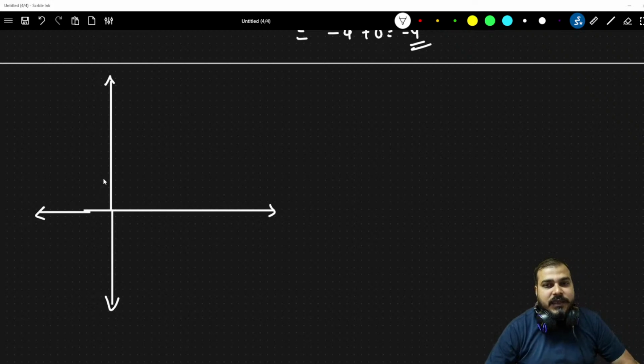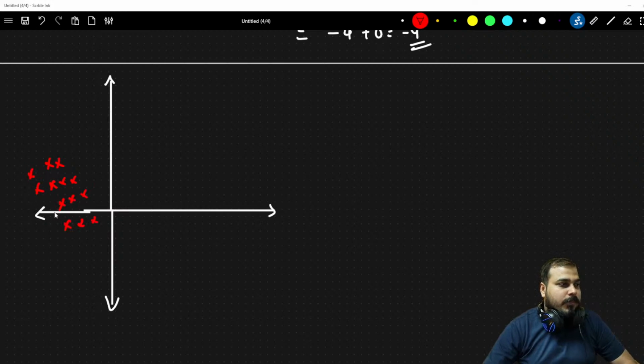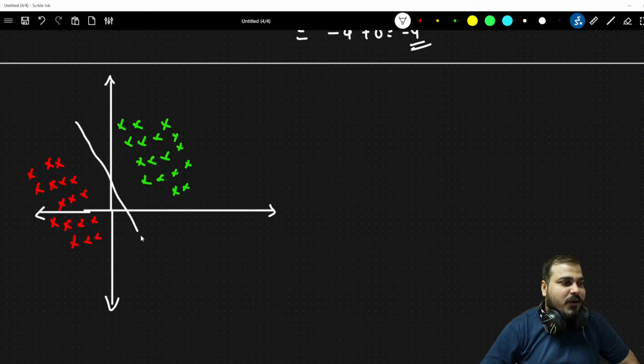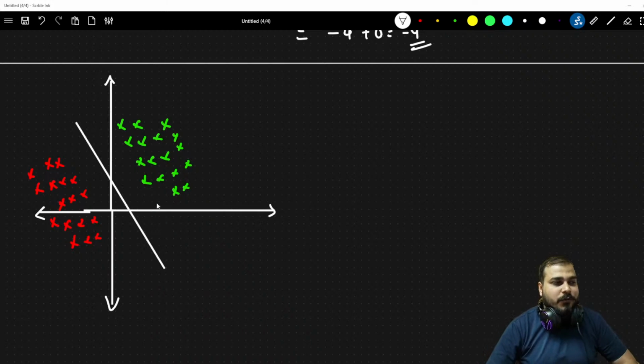Let's say I have two varieties of points. One is this point. Let's say I have all these points like this. And the other points I have somewhere here. I am just using a good number of points so that I can split it, because I will try to talk about what I'm actually trying to prove. So obviously this is my best fit line that splits.